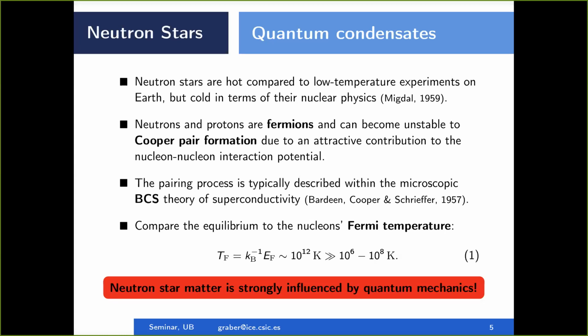So the most naive number that one could look at to see that this is important is the Fermi temperature of the system. If I look at the nucleons, the neutrons and the protons, the Fermi temperature is something on the order of 10 to the 12 Kelvin, which is much, much, much hotter than the actual ambient temperature of the star. This tells us that if we really want to understand what's happening on different scales, we have to figure out how quantum mechanics actually affects the system.